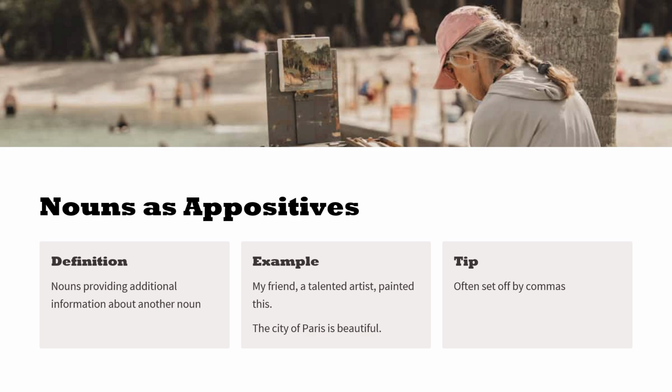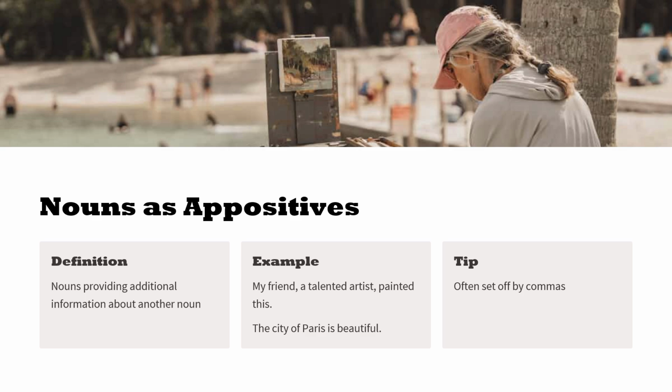Now, in another sentence: the city of Paris is beautiful. Here, of Paris is the appositive, adding specific detail about the city. In this case, the appositive isn't set off by commas because it's essential for identifying which city is being referred to. I know that might seem like a challenge, knowing when to add commas, so let's go through some tips. One important thing to know is the use of commas with appositives.